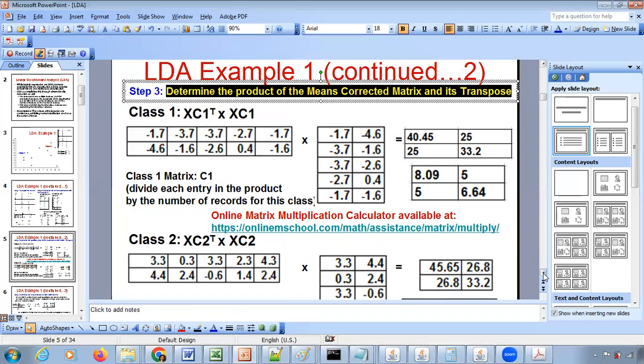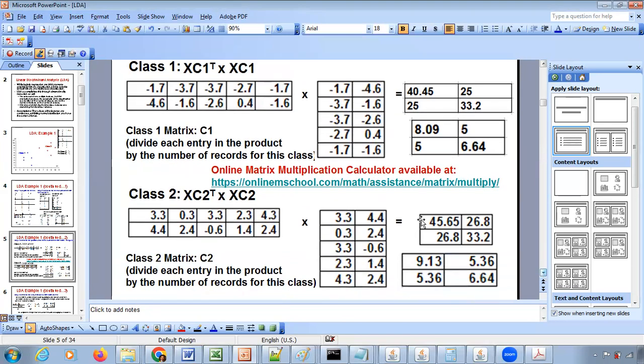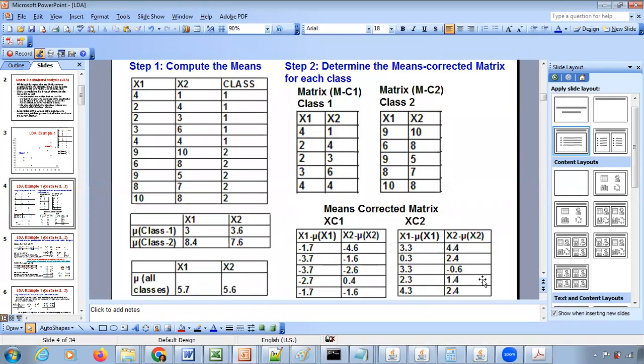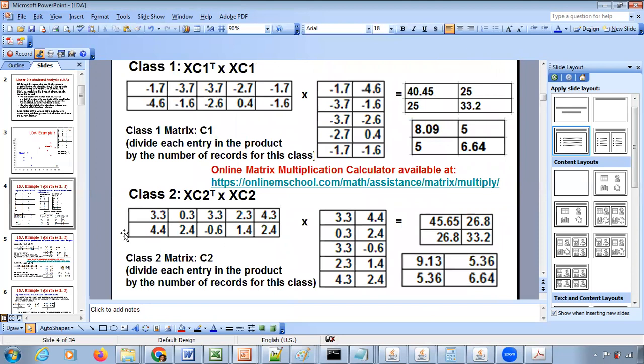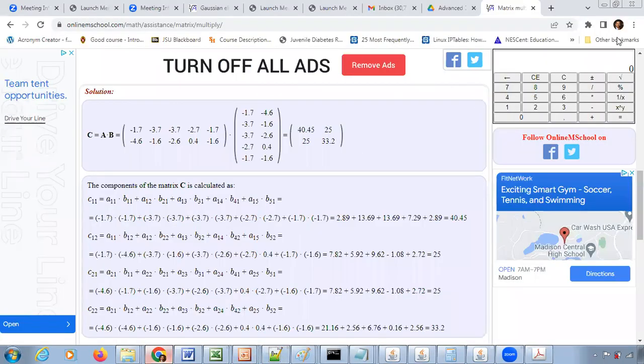Okay, so do the same thing for class 2. This is the means corrected matrix that we had for class 2. So first get its transpose written correctly, and then multiply it with that matrix. So this is the actual XC2. Its transpose is going to be: the first column becomes the first row, the second column becomes the second row. And then you enter the data for multiplication.